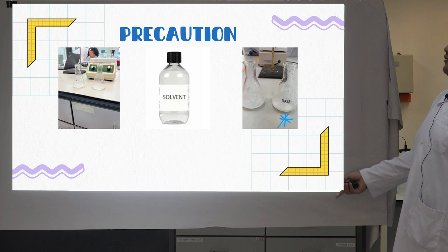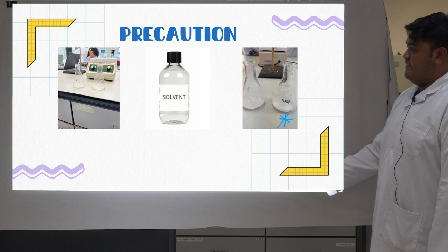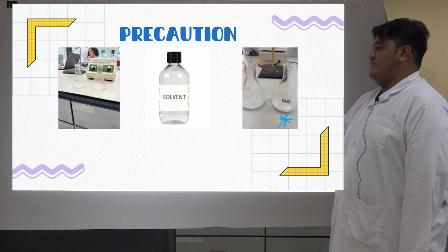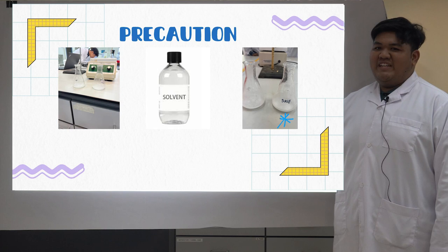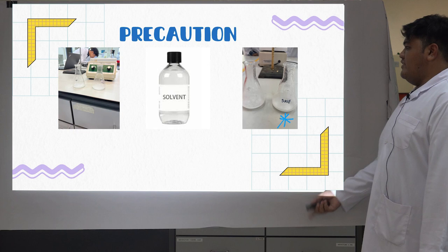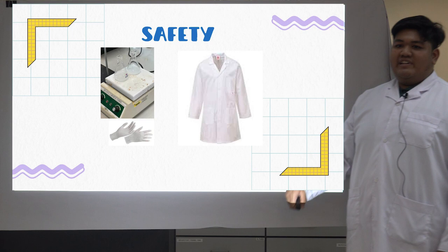In order to make the experiment a success, first, we need to label the flasks clearly in order to not confuse the flask on the table and the flask on the ice. Next, do not add too much solvent into the flask as it can cause the crystallization to not occur. And lastly, during the crystallization process, do not move the flask too much as it can tamper with the results.